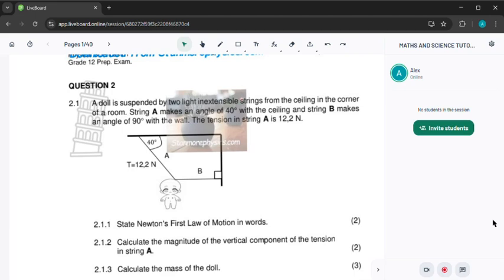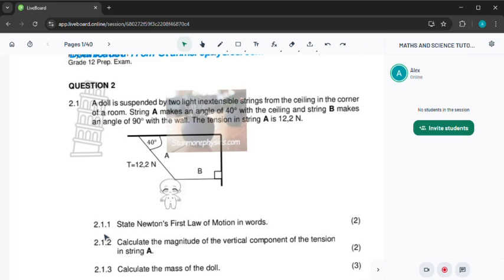It says a doll is suspended by two light inextensible strings from the ceiling in the corner of a room. String A makes an angle of 40 degrees with the ceiling and string B makes an angle of 90 degrees with the wall. The tension in string A is 12,2 newtons. Then 2.1.1: state Newton's first law of motion in words.